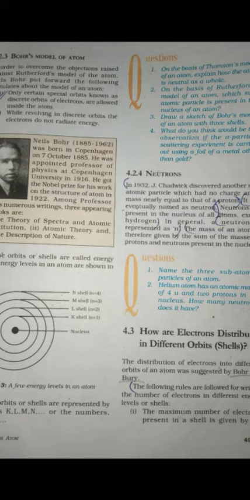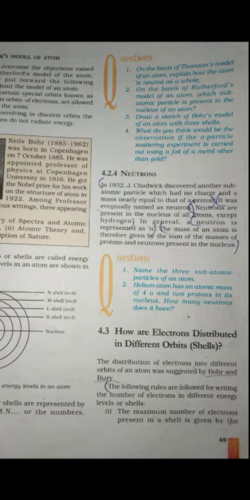Electrons are negatively charged particles. Protons are positively charged particles. Neutrons are neutral particles. Electrons have negligible mass, and protons have mass. You know atomic number, I have told you in the previous chapter also while teaching. What is atomic number? Atomic number is the number of protons present in an atom.